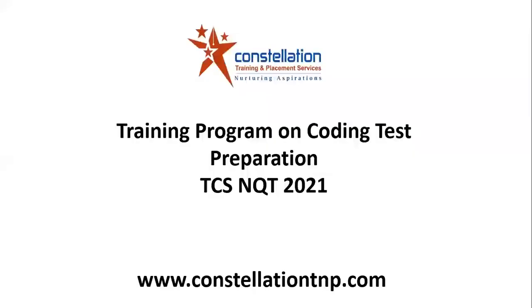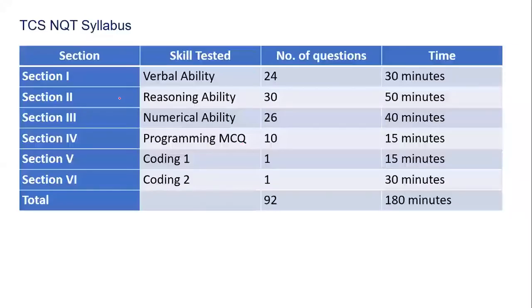So today we are going to solve one paper of TCS NQT. Let us look at the syllabus that we have. Section 1 is verbal ability, then we have reasoning ability, then numerical ability, but we are not going to cover these parts. We are going to start with 4, 5 and 6. We'll solve the first 10 MCQ questions, then coding question one, and then coding question two. Without wasting any time, let's go ahead and start.